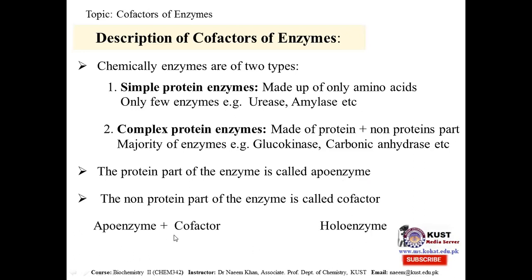When the apoenzyme gets associated with the cofactor, we get the whole enzyme, which is actually the holoenzyme. In the absence of this cofactor, the enzyme is inactive. So what is a cofactor? A cofactor is the non-proteinous part that is required for enzyme activity. The majority of enzymes require a cofactor for their activity.